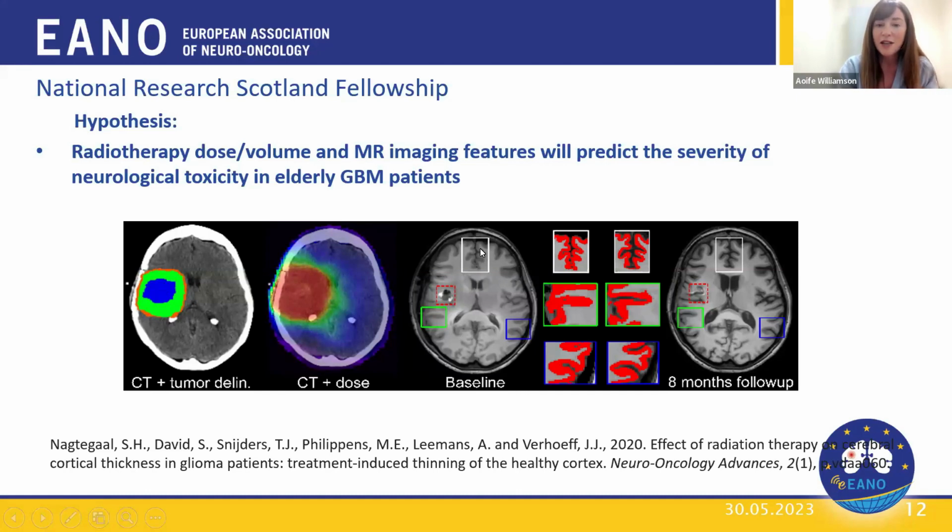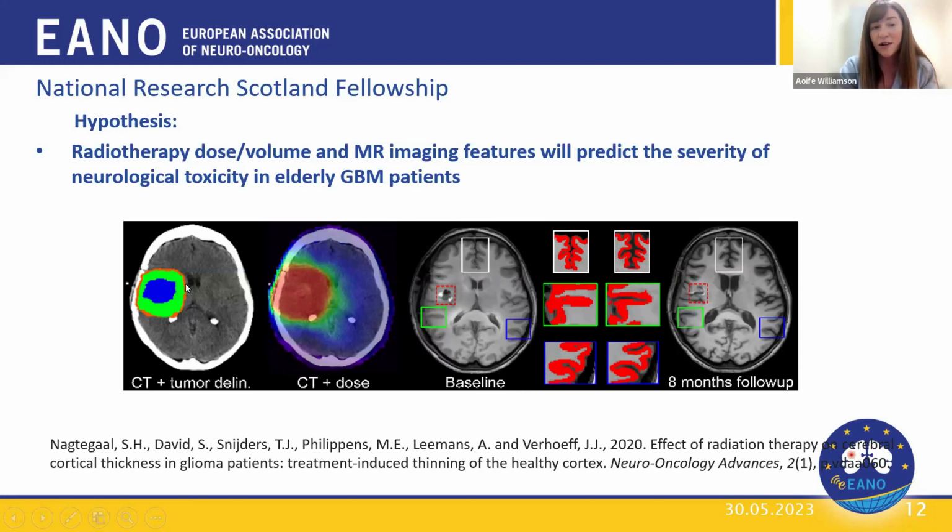And within this study, they looked at the baseline MRI scan, so the pre-radiotherapy imaging, and they looked at the changes in the white matter tracts for these patients. So they did a baseline MRI scan and then a follow-up MRI scan 8 months after the radiotherapy. And you can see the areas in white here. You can see that there's been a reduction in the white matter tracts. So there's been demyelination of the white matter tracts in all these different areas in the brain.